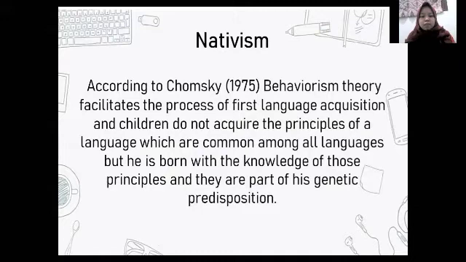One theory is nativism, whose pioneer is Chomsky, 1975. Chomsky believes that this theory facilitates the process of first language acquisition, and children do not acquire the principles of a language which are common among all languages, but he is born with the knowledge of these principles, and they are part of his genetics. Therefore, Chomsky concludes that these universal features are part of a child's genetics, and the child is born with an inborn knowledge of universal grammar.